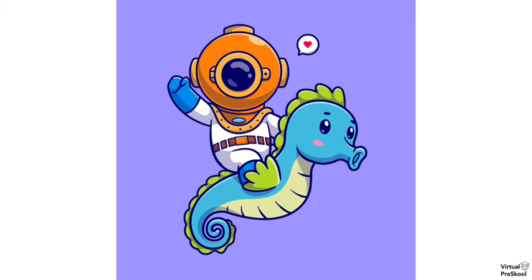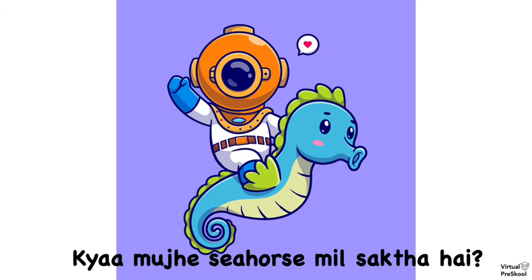Let's try another one. Ooh, I want to see a seahorse. I want a seahorse. Let's try it. And seahorse is a samudri ghodi, but let's just say seahorse for now, okay? Let's make it easy. क्या मुझे seahorse मिल सकता है? क्या मुझे seahorse मिल सकता है?